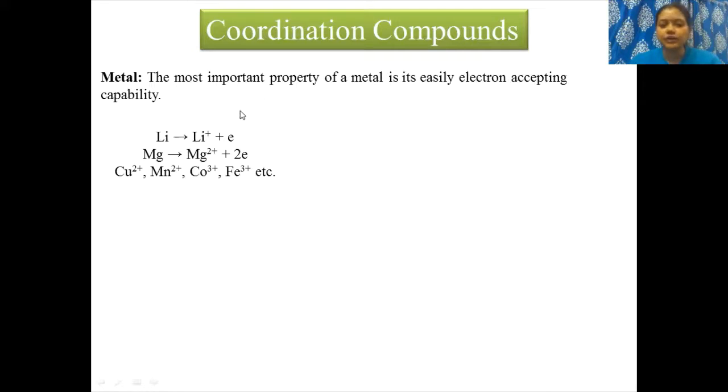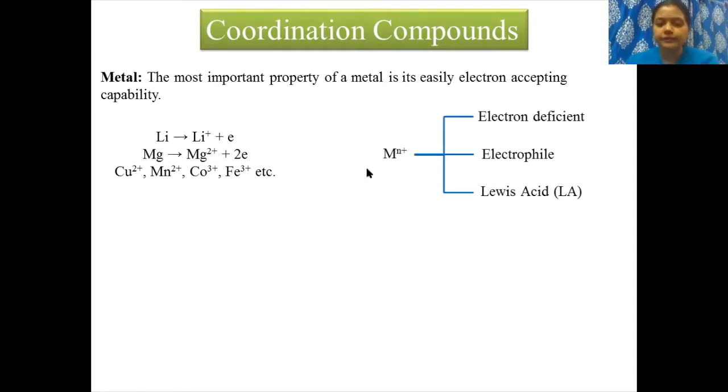In the case of coordination compounds, we will only consider transition metal ions because they have vacant d orbitals and f orbitals and can accept many electrons. So Mn+ is our metal ion, which is electron deficient. So it will act as an electrophile, and we will call it a Lewis acid.